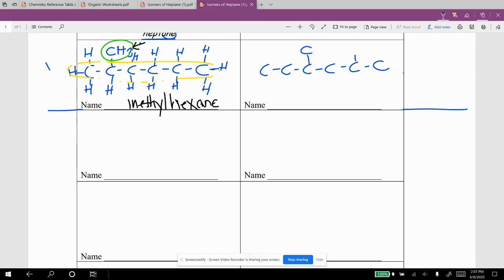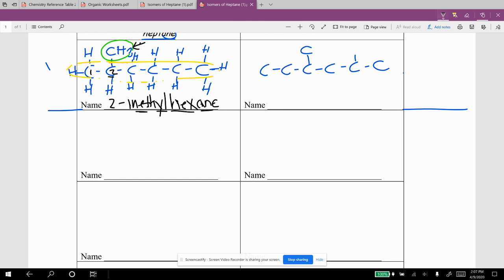And now since there's more than one location that 1 carbon can be, I have to give it a number. Since it's over here closer to the left-hand side, I'm going to call this carbon number 1. This is carbon number 2. So then this is 2-methylhexane. When I break this word apart, it means on carbon number 2 is a 1 carbon branch attached to a 6 carbon chain connected by single bonds.